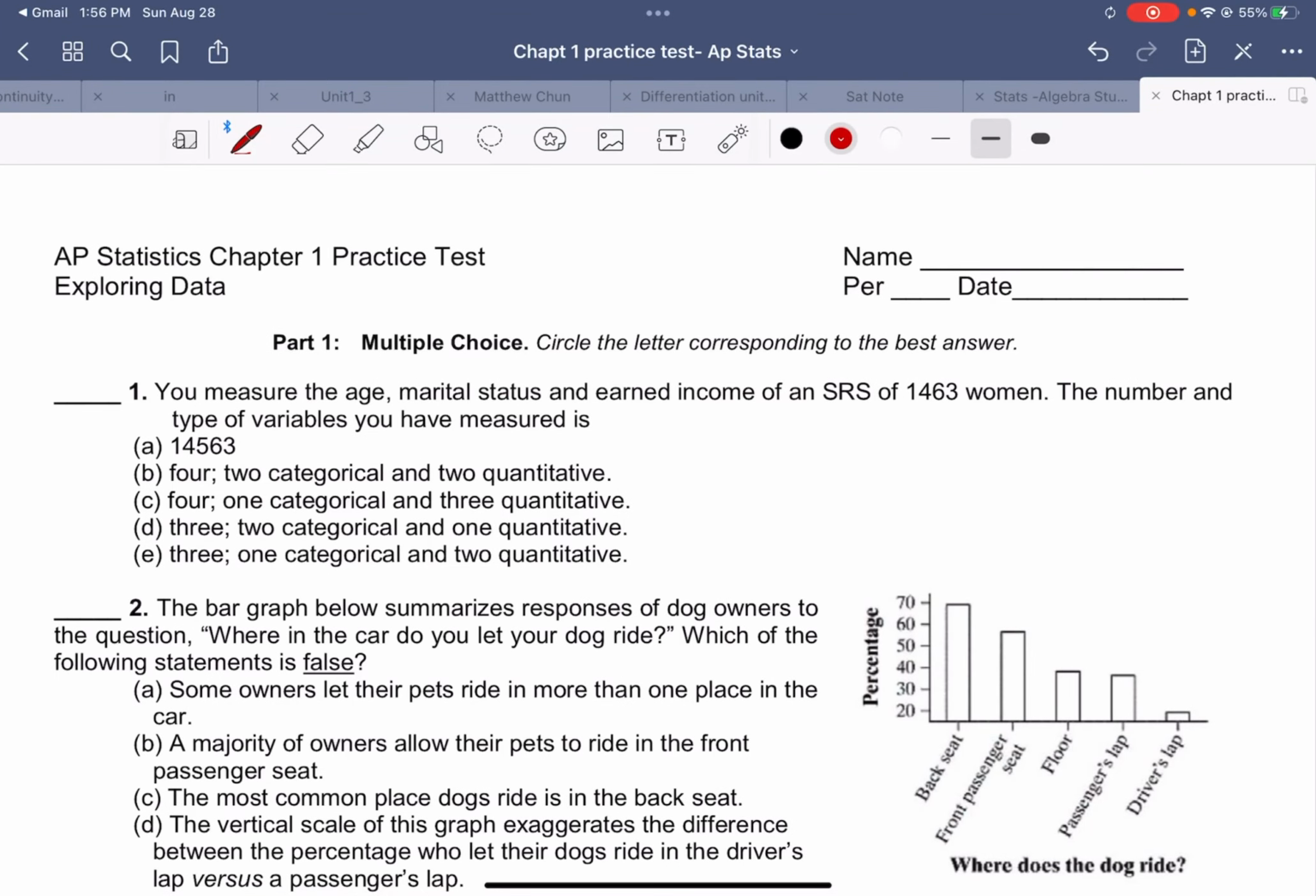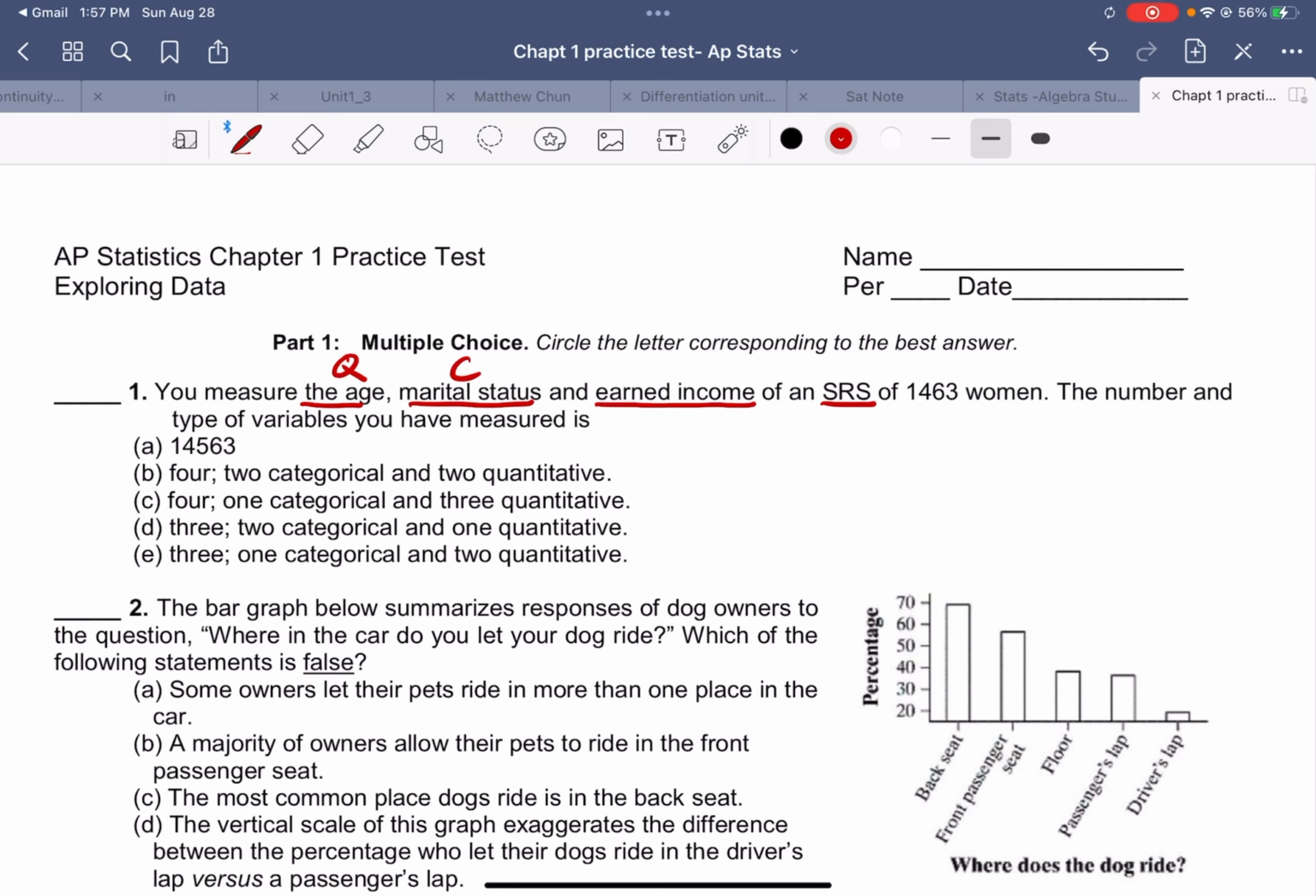Number 1. You measure the age, marital status, and earned income of an SRS of 1,463 women. The number and type of variables you have measured is what? This is a simple random sample. So SRS stands for simple random sample. If you look at each category here, the age is basically quantitative data. Marital status is a yes or no, so that's categorical.